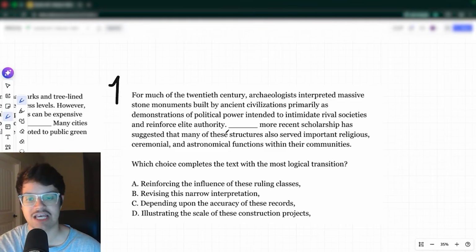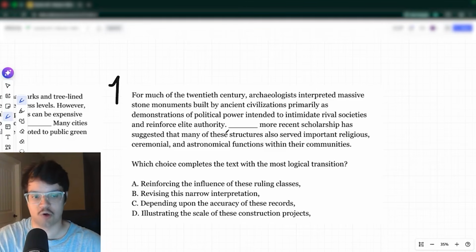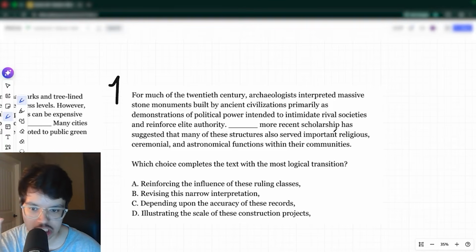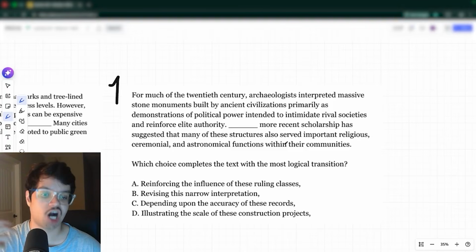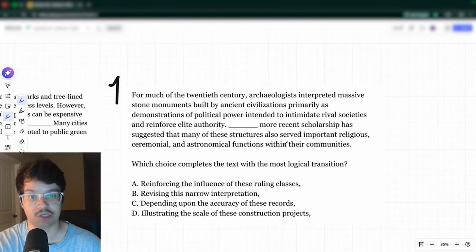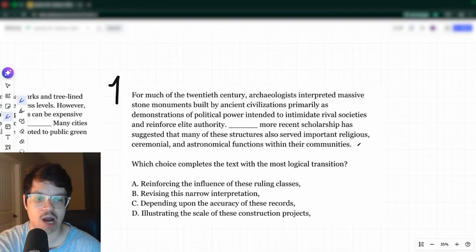But basically they're saying that when you have those kinds of big, huge statues, it's trying to show power. It's trying to make people scared because they're so powerful, all that stuff. More recent scholarship has suggested that many of these structures also serve important religious, ceremonial, and astronomical functions within their communities. Okay, so contradiction here, we're saying that they weren't just for power, they also had important roles in the communities. So something like however is my prediction.